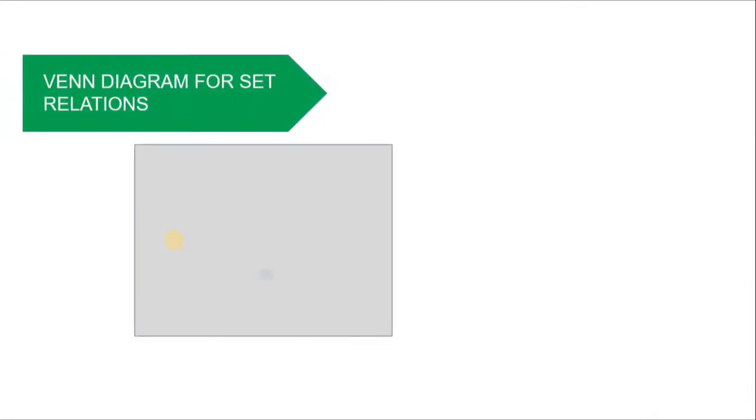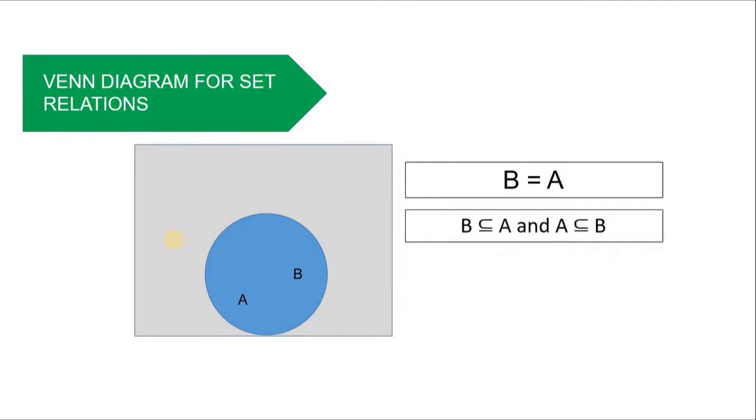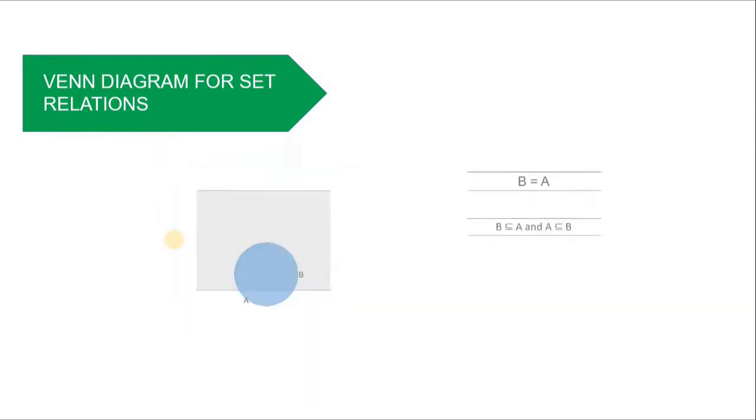Another illustration. So set A and set B, and we can observe that A or B is equal to A. So, B is a subset of A, and A is a subset of B, as we have discussed in our previous video on the definition of subset.